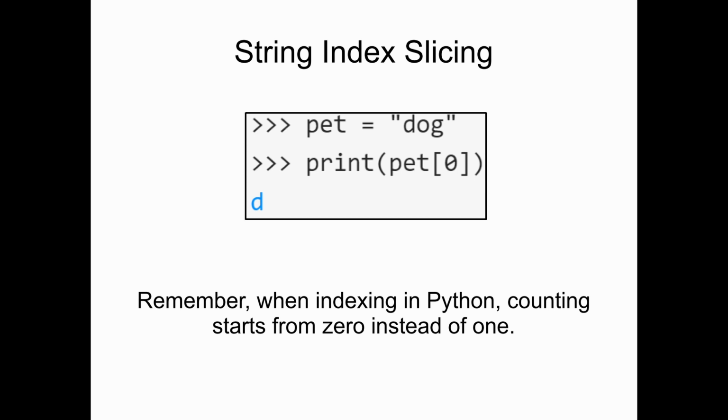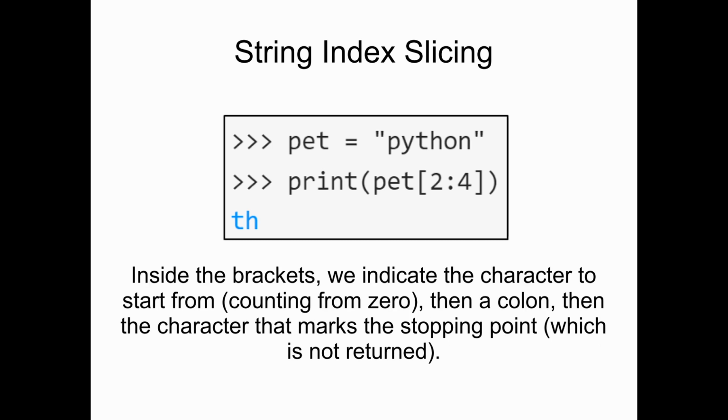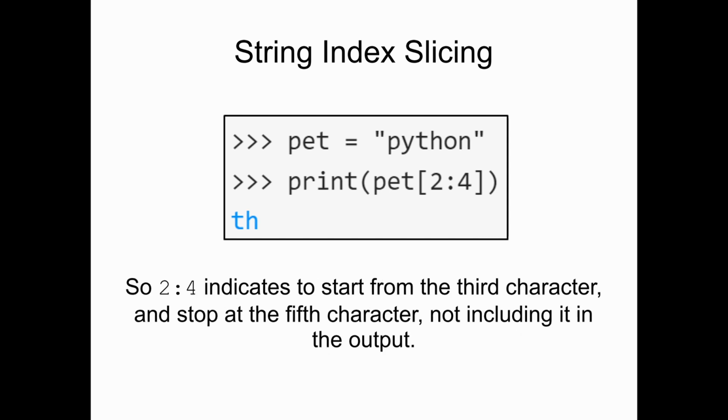Remember, when indexing in Python, counting starts from 0 instead of 1. What's more interesting is the ability to select specific slices of the string. Here, we've isolated the third and fourth letters from the string Python. Inside the brackets, we indicate the character to start from, then a colon, then the character that marks the stopping point. So 2:4 indicates to start from the third character and stop at the fifth character, not including it in the output.